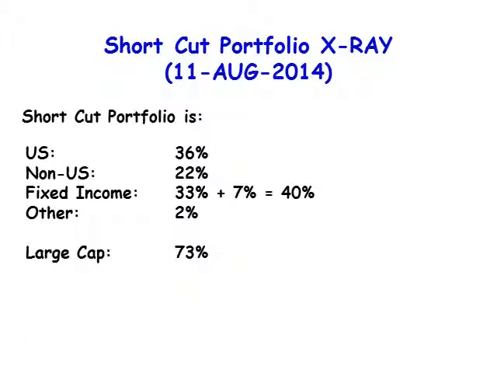Okay, and also large cap is 73%, mid cap plus small cap is 27%. That ratio is fine. For large cap to mid cap and small cap, we're looking for a ratio of 3 to 1, and that's close enough. Okay, let's continue from here.